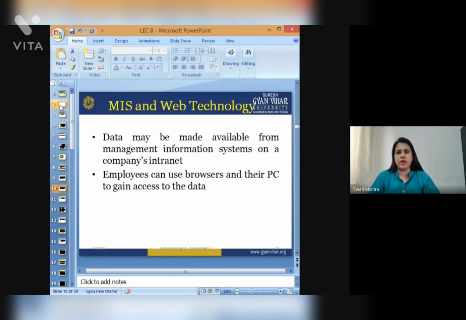So, web technology and MIS together play a very important role in any organization's database handling. Data may be made available from management information systems on a company's intranet, and the employees can browse into these databases or the management information systems using their own PCs to gain access to the data.